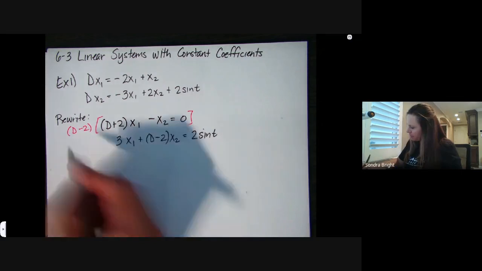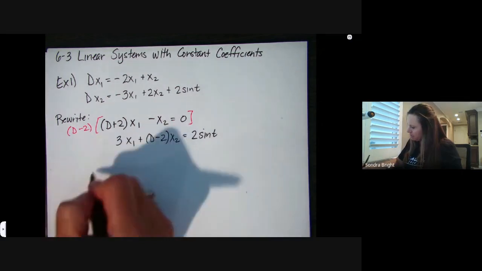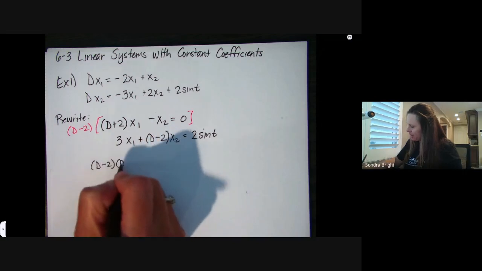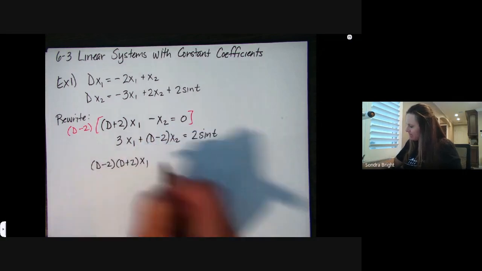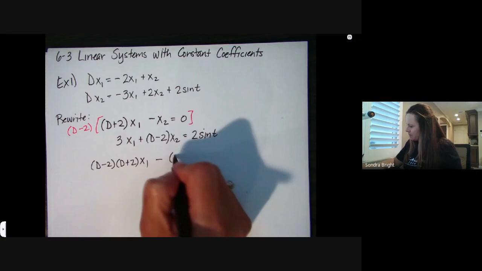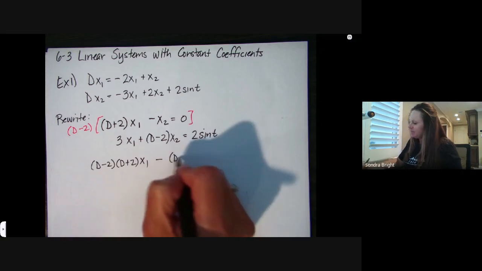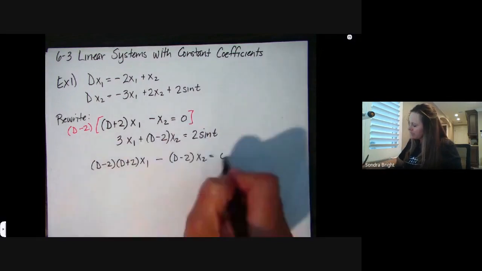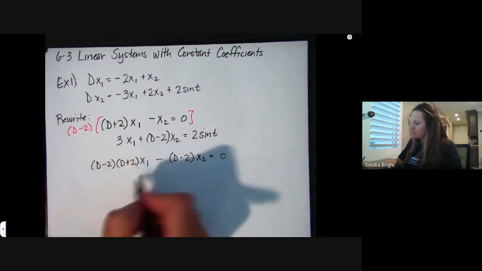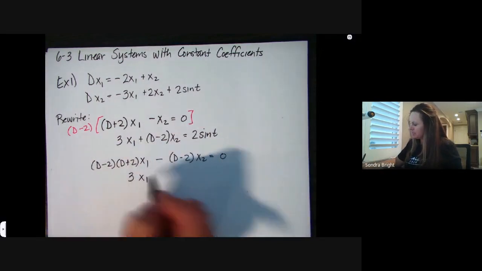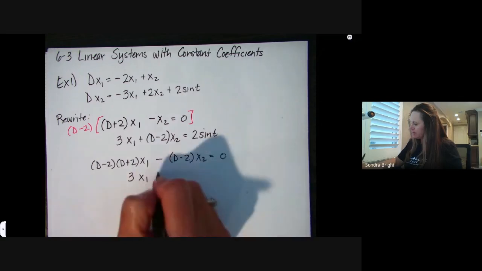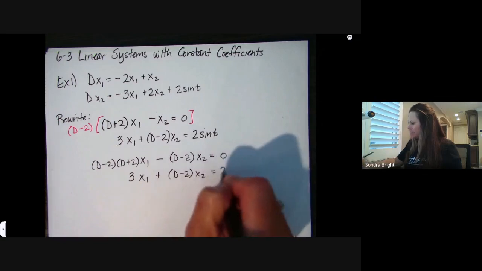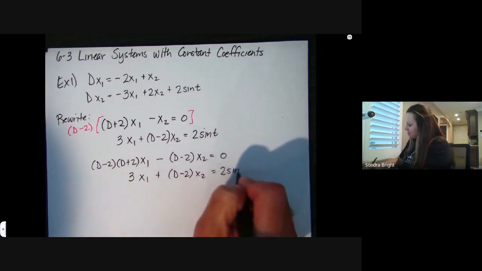So it'll be (D minus 2) times (D plus 2) operating on x1. I'm going to have a minus (D minus 2) operating on x2. And then (D minus 2) times 0 is still 0. And then this is the second equation I just copied down: 3x1 plus (D minus 2) operating on x2 is equal to 2 sine of t. I'm going to add these two together.